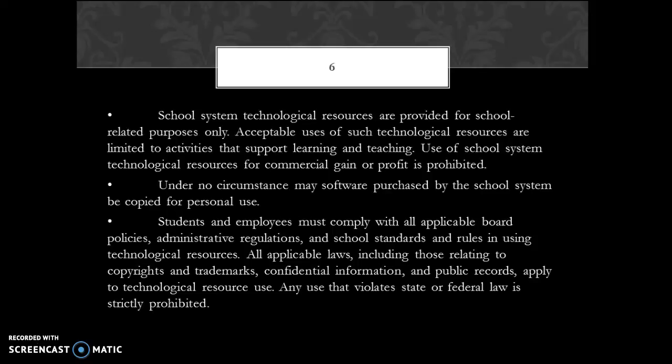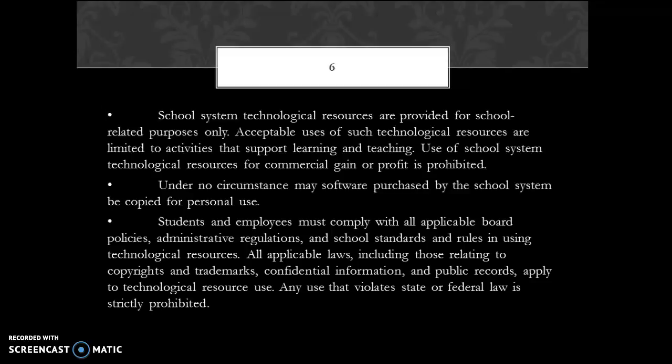School system technological resources are provided for school-related purposes only. Acceptable uses of such technological resources are limited to activities that support learning and teaching. Use of school system technological resources for commercial gain or profit is prohibited. Under no circumstance may software purchased by the school system be copied for personal use.